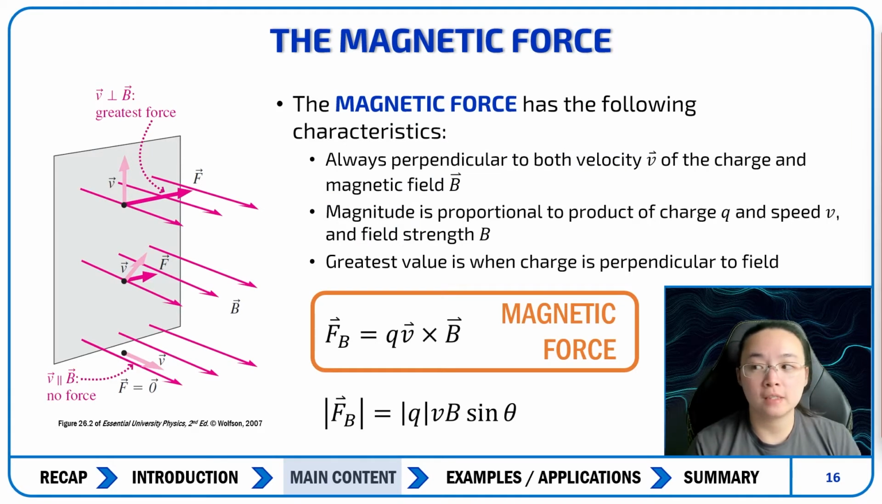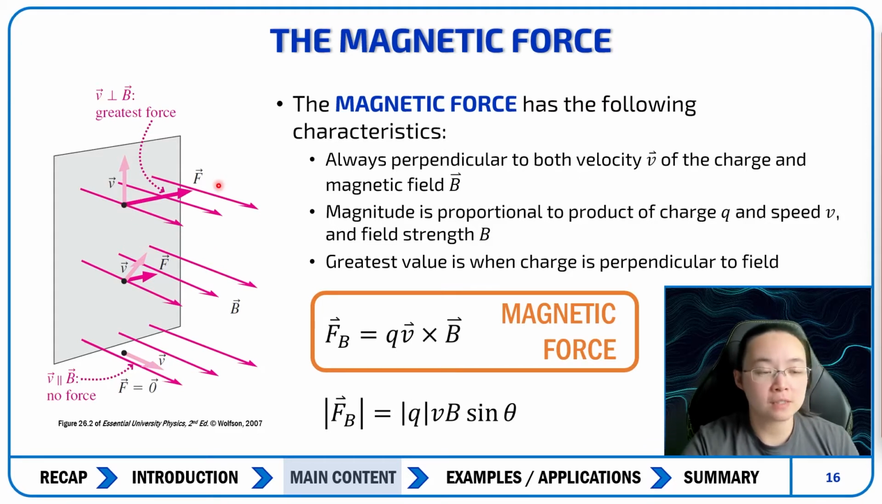So the magnetic force has the following characteristics. It's always perpendicular. So over here, we have B representing the magnetic field, the magnetic force is F, and you have velocity v of the charge. Keep in mind the magnetic force F is always going to be perpendicular to both velocity and the magnetic field. So you have velocity going up over here, B pointing out. It means F is going to go towards this way.